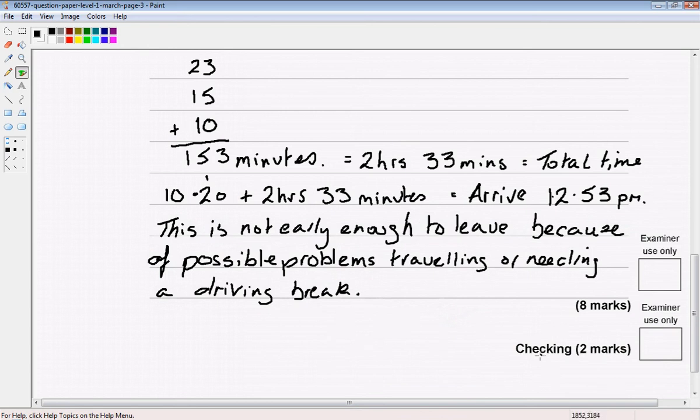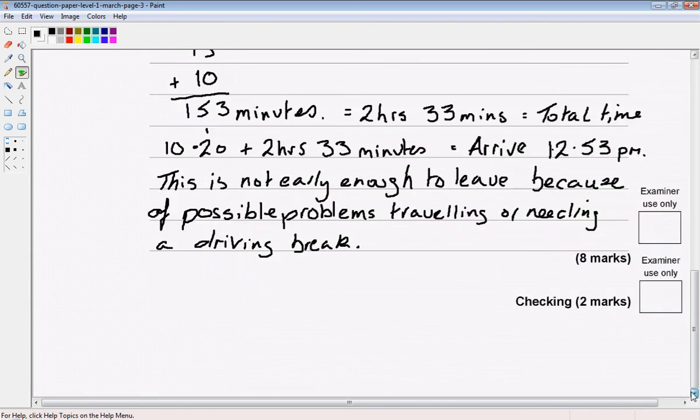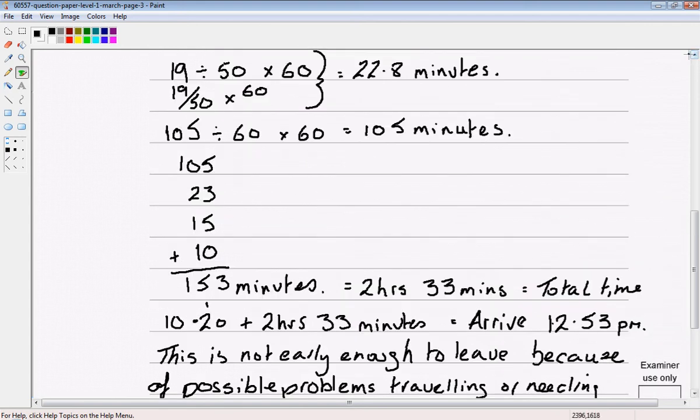Now our final part is just checking. Now when we check these questions, all we do is the inverse. That's, we reverse a calculation. Okay, so if I go back here to the times, these would be good calculations to reverse. If I take the time in minutes and reverse calculations, then I should get the miles that we're going to travel.